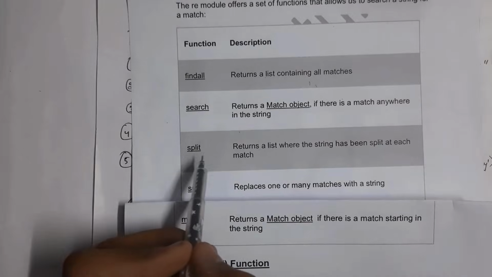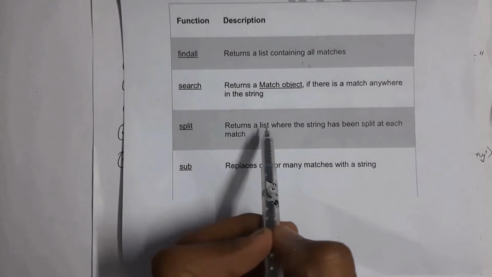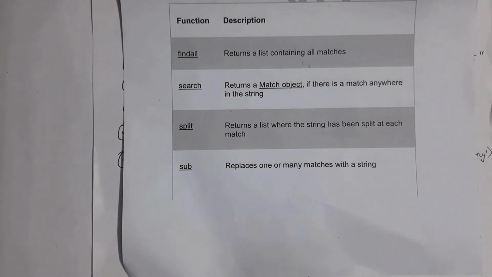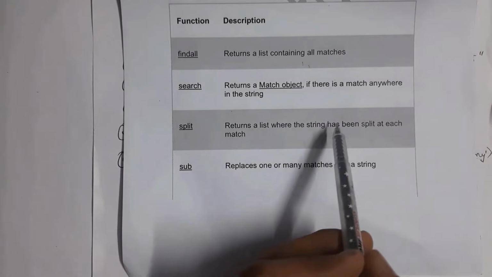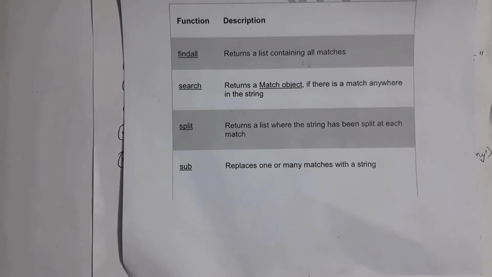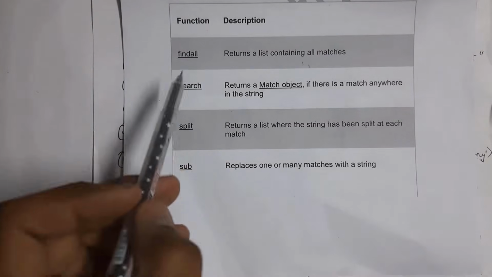And next one is split function. Split function returns a list. As I said before, split function will display output in the form of list. So split function return a list where the string has been split at each match. Next one is sub function, where sub stands for substitute. If you want to replace any string, then you can use sub function. These are definitions of various functions.